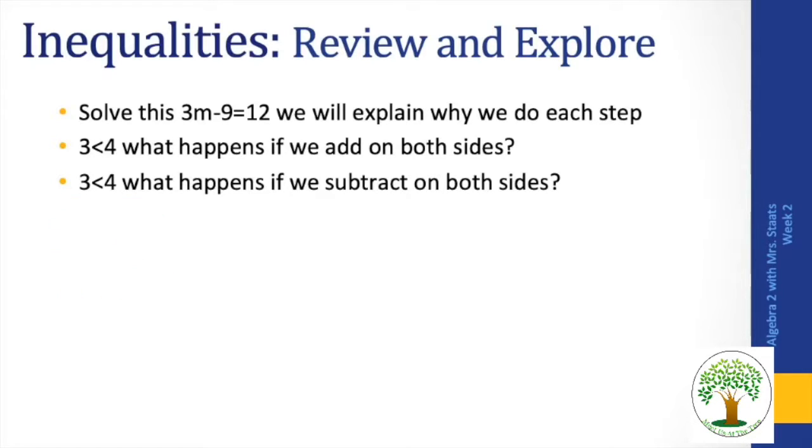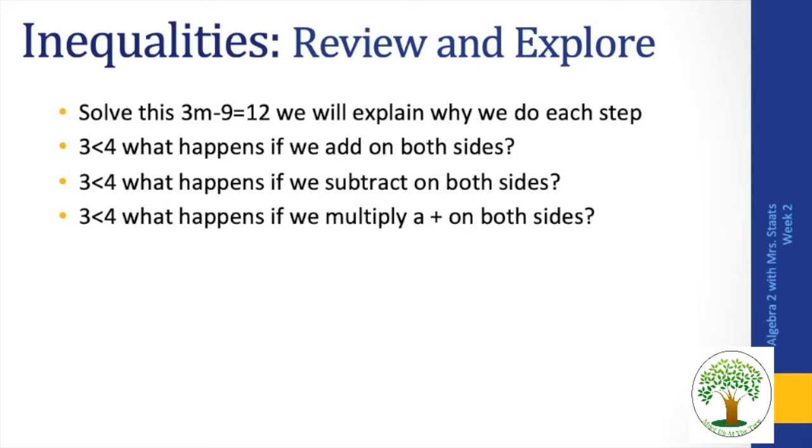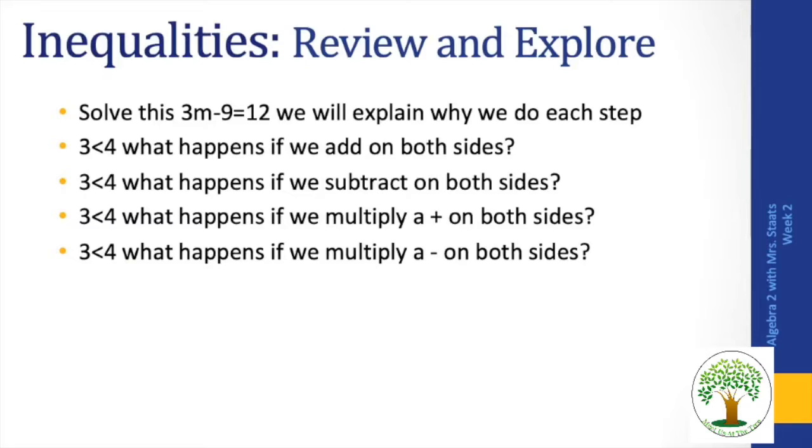All right, so let's multiply on both sides. We're going to multiply a positive number. I'm going to multiply something like, I don't know, 5. Let's multiply by 5 on both sides. I'll get 15 on this side and 20 on this side. Is 15 less than 20? Did it change anything? Is it still a true statement? It is still a true statement. 15 is smaller than 20. Maybe there's nothing wrong. Maybe we can do everything with these inequalities the same as equations.